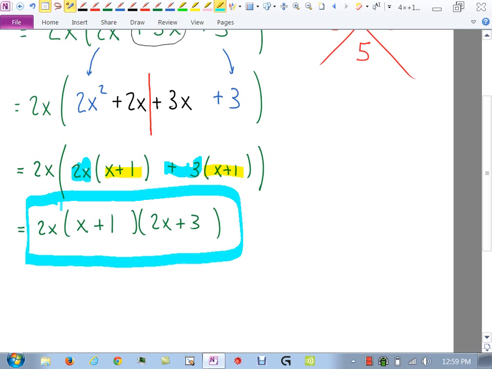Did that help? Okay. I was asked about 49, right? Did you say 49 or 47? 49? I'll do 49 real quick. 49 was 125x cubed plus 27y cubed.